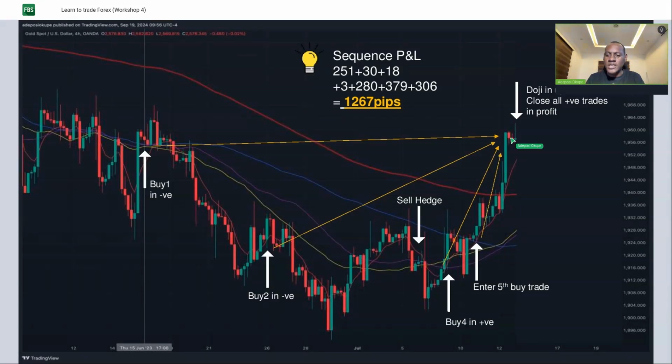Doji at the top. Thank you, Ezekiel. Doji at the top. That's it right there. And you can see now that this trade is in profit, a small profit, about $3, 3 pips. That was it. That was that one.